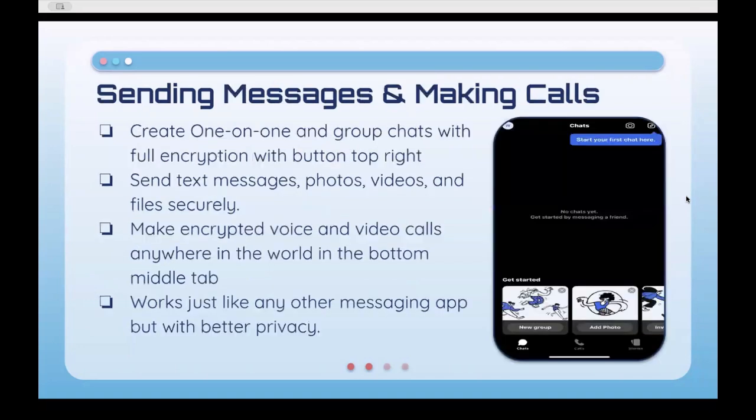Sending messages and making calls. With the Signal app, you can create one-on-one and group chats with full encryption with the top right button. You can send text messages, photos, videos, and files securely. You can make encrypted voice and video calls anywhere in the world in the bottom middle tab.